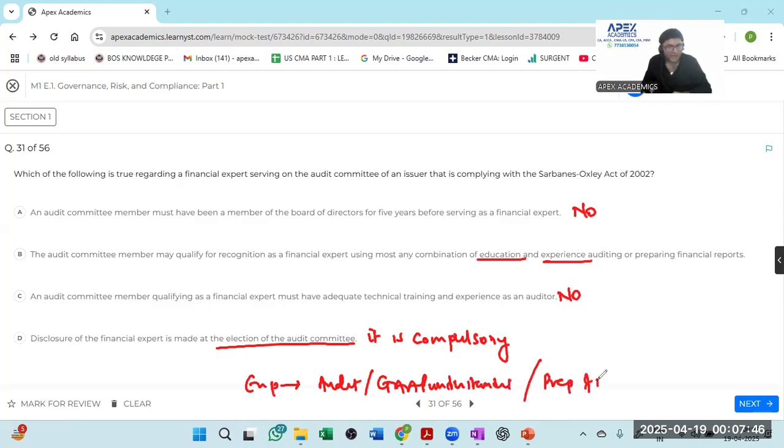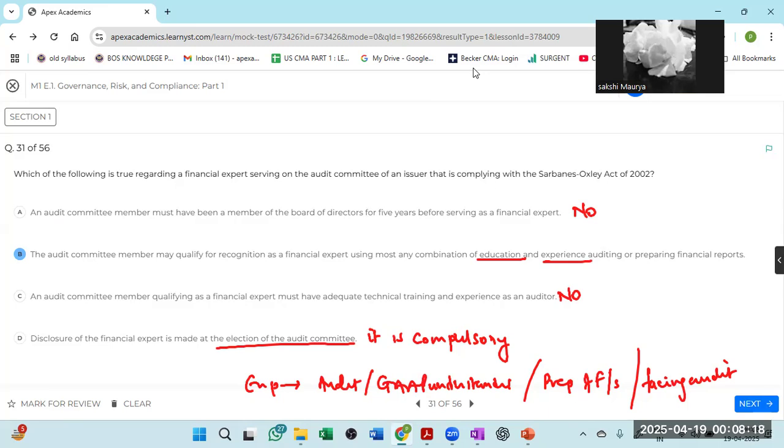preparation of financial statements, and facing audit. Means you have been a part of a company that has been subjected to an audit. Therefore, you can then be a financial expert. So, which is this question number? This is question number 31. And the answer to question number 31 is option number B. Right?